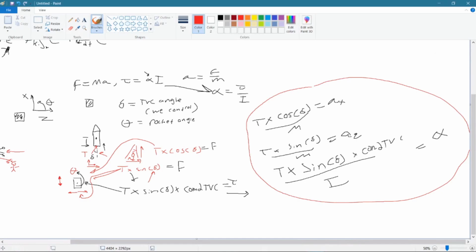So anytime you're looking at a control problem that you can do state space for, this is the bread and butter. This is where you want to get to. You want to find out the physics of the system.